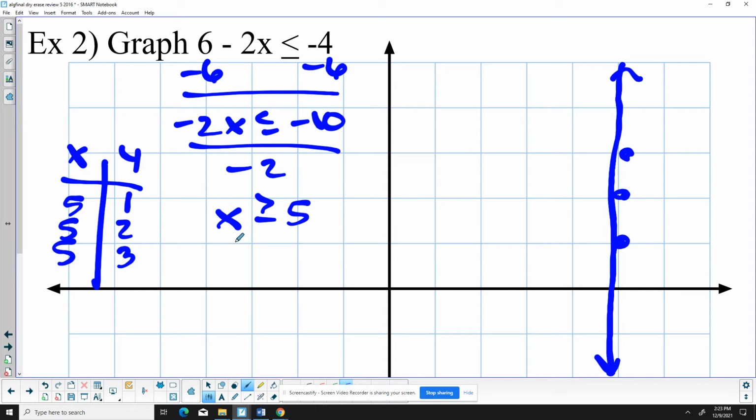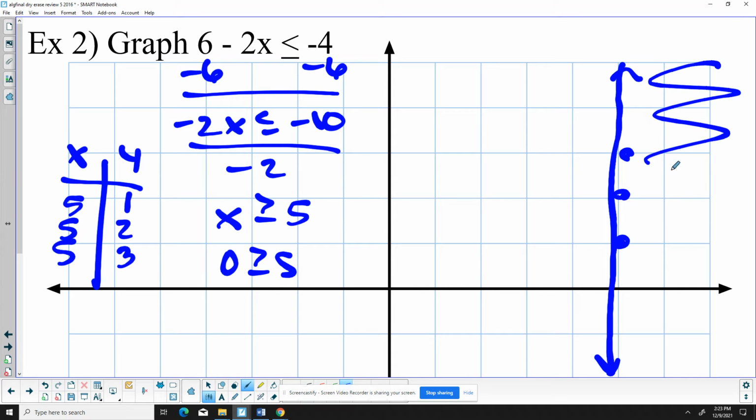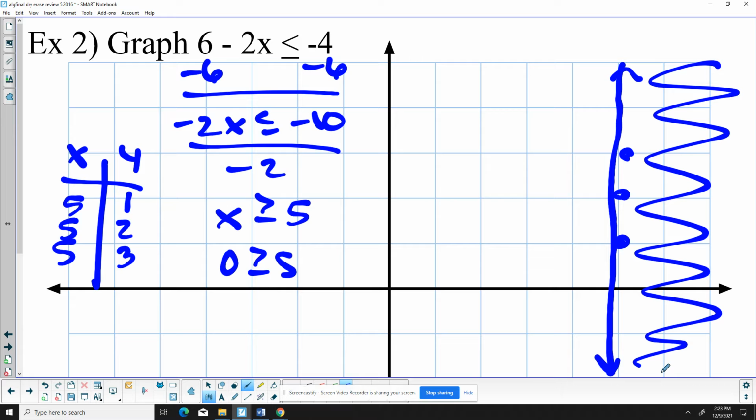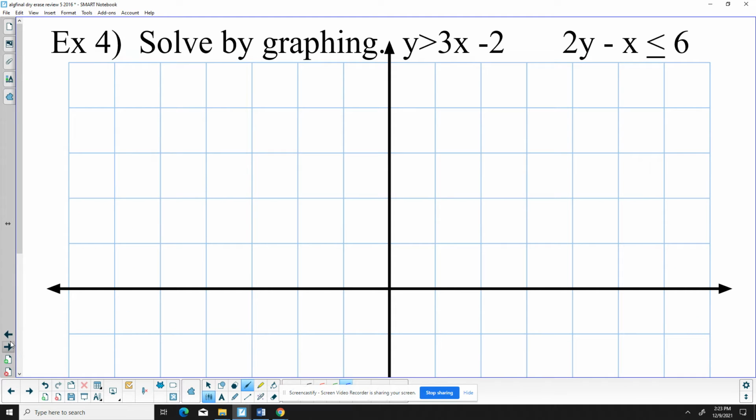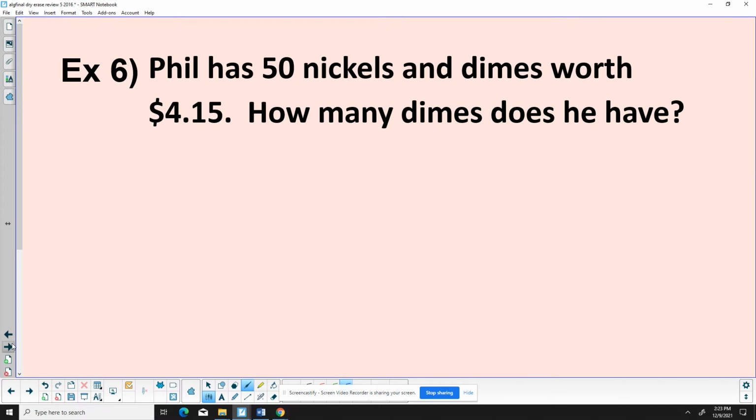And then I test the origin. So 0 is greater than or equal to 5. That is false. So I shade the side that does not have the origin on it. We just did one like that. We did not do that.